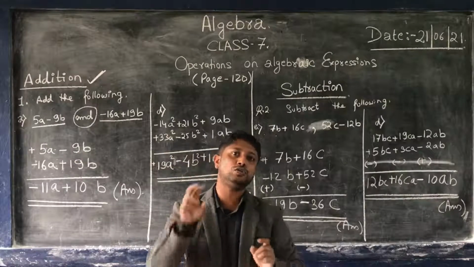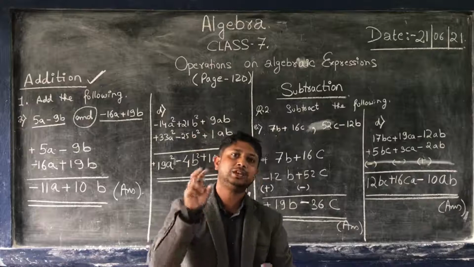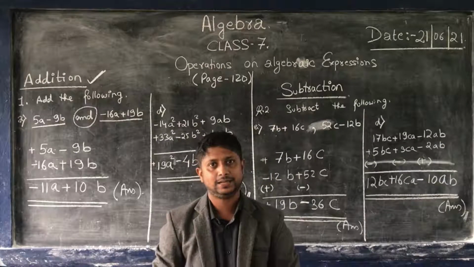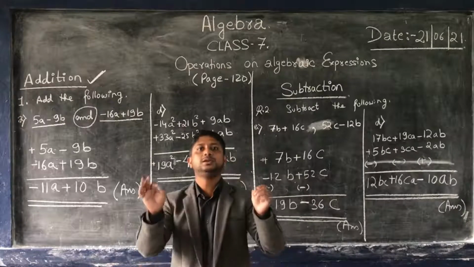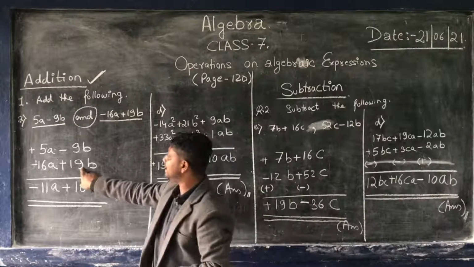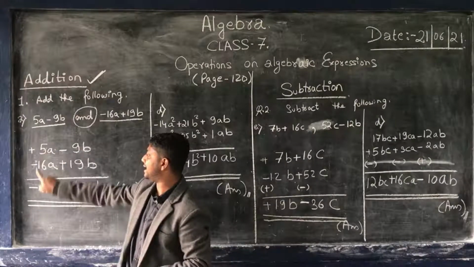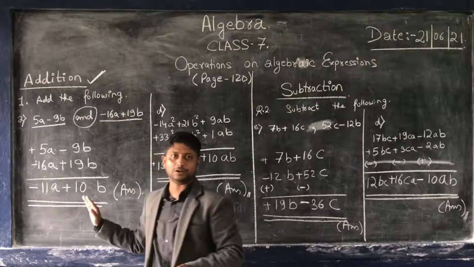If you had got two numbers with the same sign, then you would have put the bigger number sign and you would have always added. But here you will have to subtract it. So 19 minus 9 is 10, 16 minus 5 is 11. The rest we had already solved.